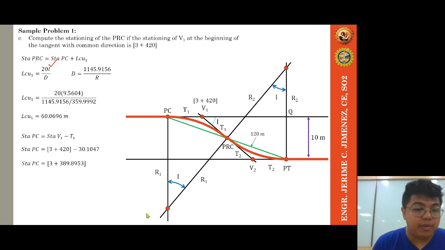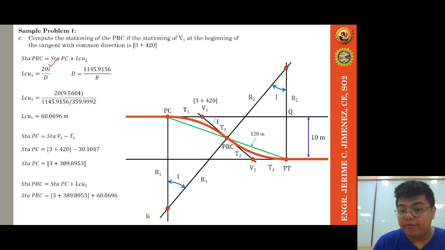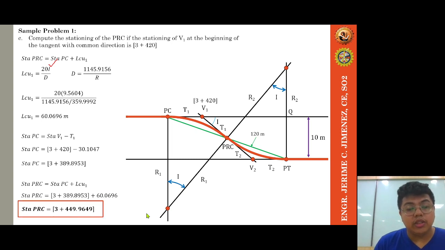Now, may station PC tayo, may LC1 na, we can now compute for station PRC. So, substituting, we have 3 plus 389.8953 plus 60.0696. Calculating, we have station PRC as 3 plus 449.9649. Okay, so that will be your answer for problem 1C. Any questions?